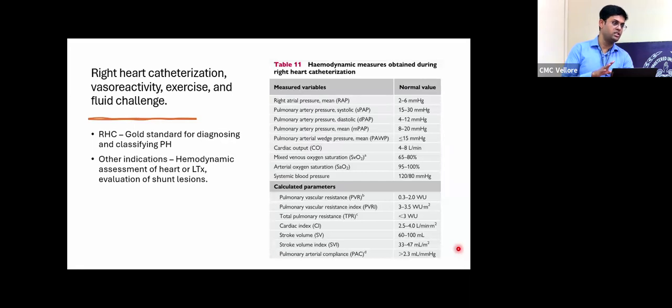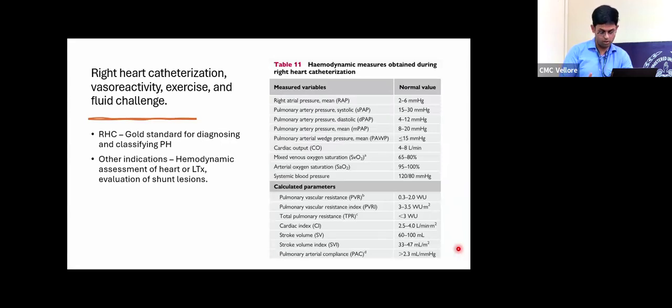So the classical age of presentation for an ASD would be around 30 to 40 years. And VSD would be a little earlier, PDA will be a bit earlier. So when those patients present to you, you want to device close it, or you want to send them for a surgical closure.